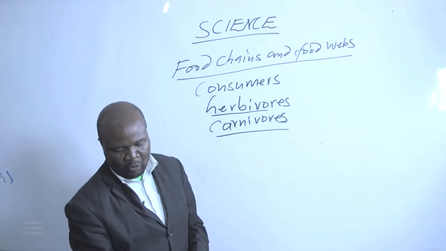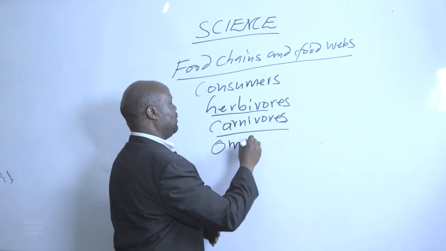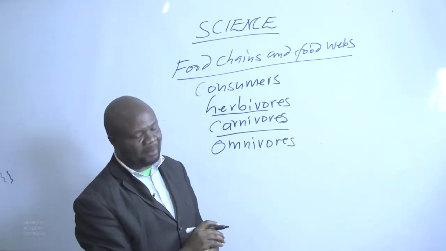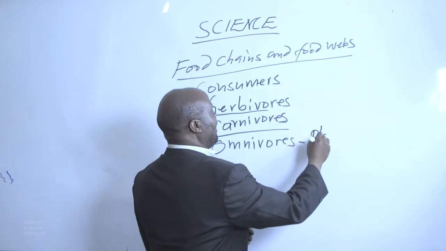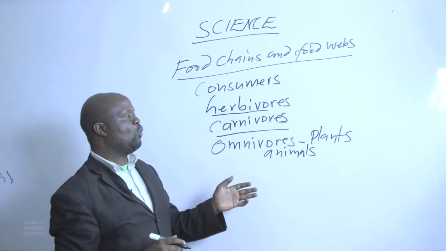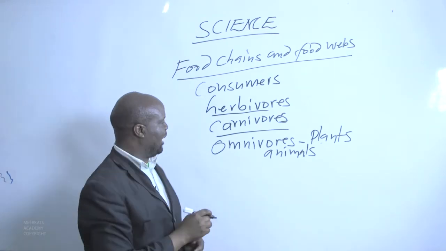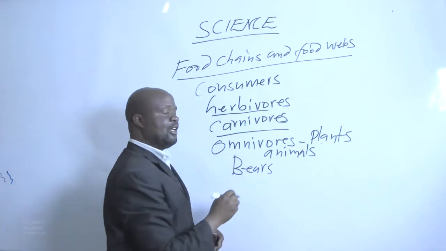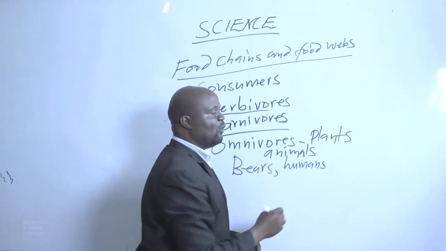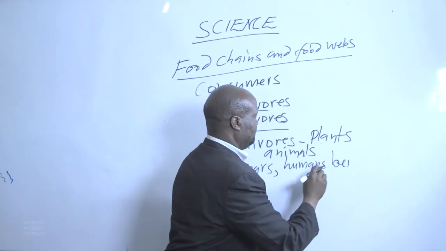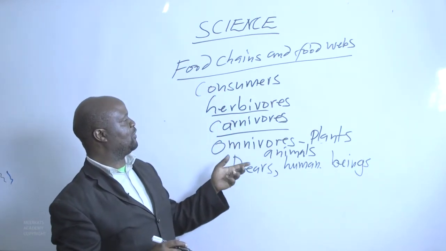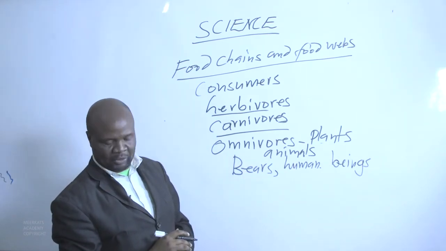Then we have another type of relationship when it comes to food. We say we have omnivores. Omnivores are consumers that eat plants and animals. They eat all. They eat plants, and at the same time they also eat animals. A good example is bears. They can eat plants, they can eat animals. Even human beings are a good example of omnivores. They eat plants and they also eat animals at the same time.